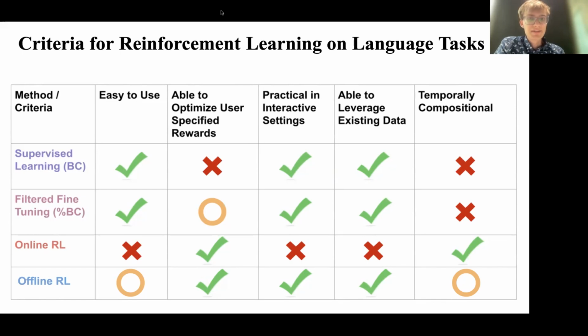And then the other one is practical in interactive settings. What this means is the thing I defined earlier, which is that we want to optimize over these interactive processes. And we'll discuss why online RL is not practical, at least for a lot of NLP settings, in terms of these interactive settings. And then the next condition is being able to leverage existing data. In NLP, a lot of the breakthroughs have come from methods that can just soak up all the data online, and ideally we want a method from RL that can do this as well. And then the last one is a highly technical offline RL term, which we'll get to: temporal compositionality. I'll get to that shortly.